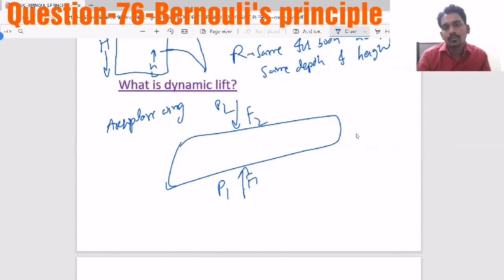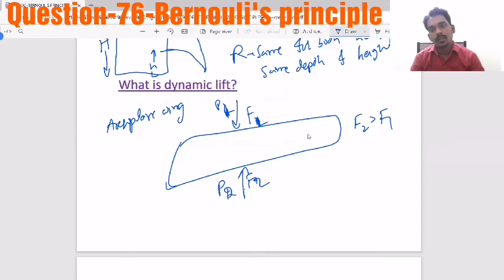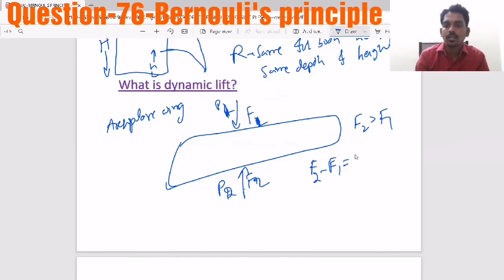Now, the force, or you can take it like this is P1, F1 and this is P2, F2, and always F2 is greater than F1. Pressure below the wing is greater than pressure above the wing. The design is in such a way that the streamline flow will be higher above the wing and the streamline flow is lesser below the wing. So the pressure is more below the wing, so that there is a resultant force that is called dynamic lift.